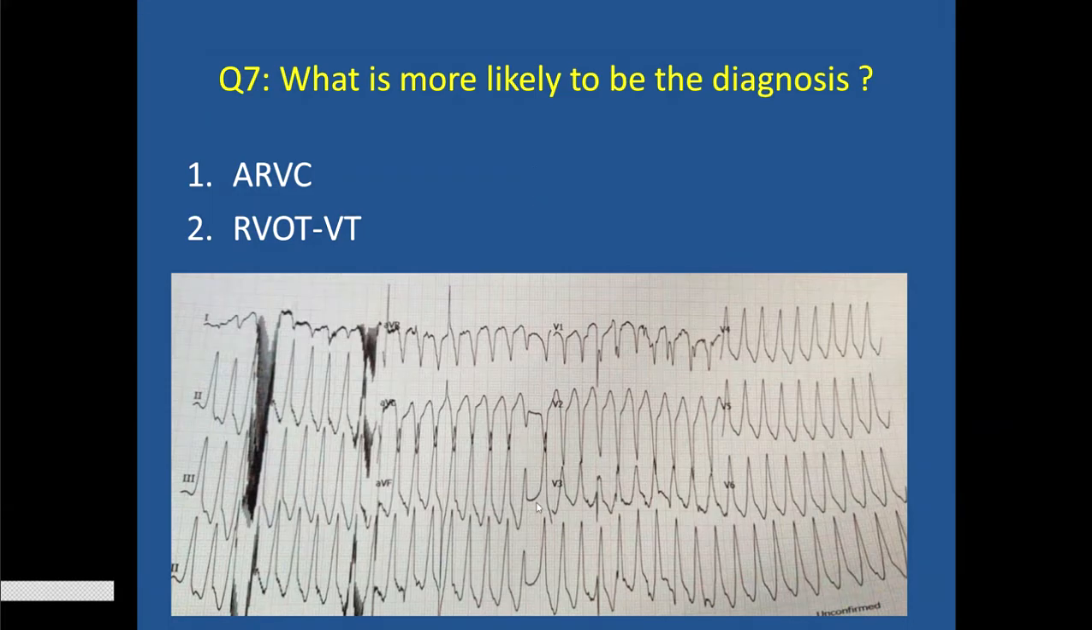What do you think it is? Is it RVOT-VT or is it an arrhythmogenic right ventricular dysplasia? I'm sorry, I've not touched it. It's not a quiz. It was supposed to be, but then I thought I'd teach. What do we see here?